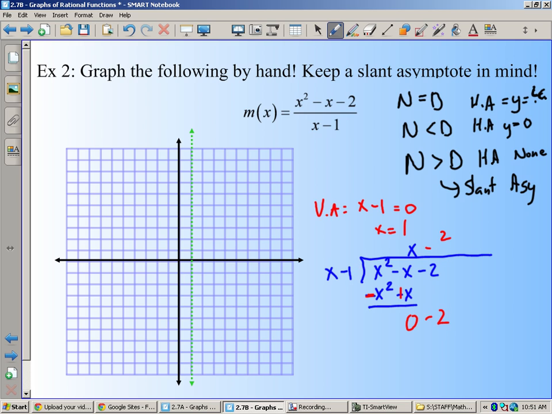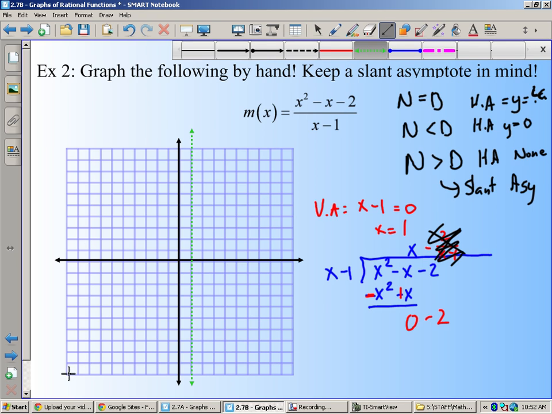But when we're dealing with slant asymptotes, we don't care about the remainder. We ignore the remainder. And so we only care about what the values of x's are, or any other numbers that go along with it that aren't the remainders. And so I end up with a slant asymptote as y equals x. So it would look something like that. And so there's my slant asymptote that I get for this graph.